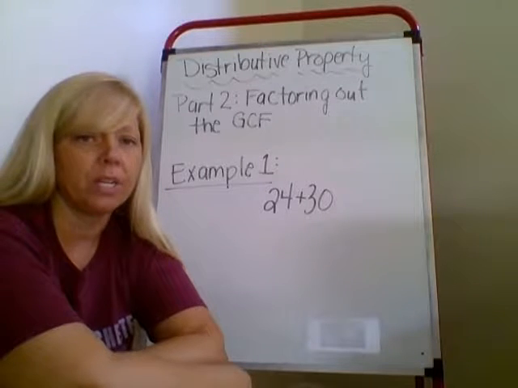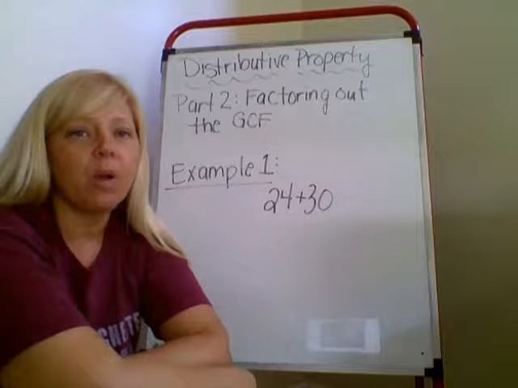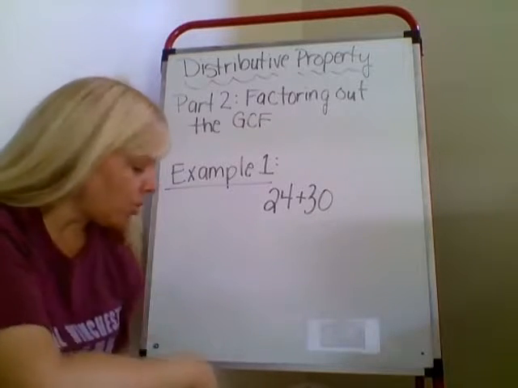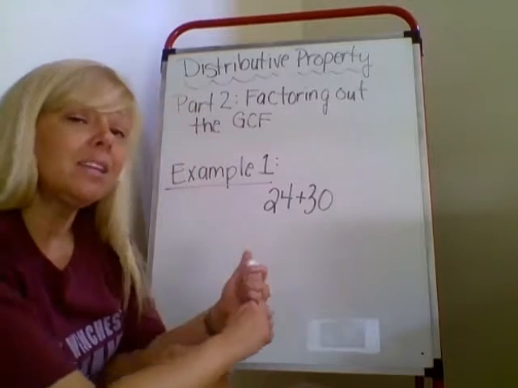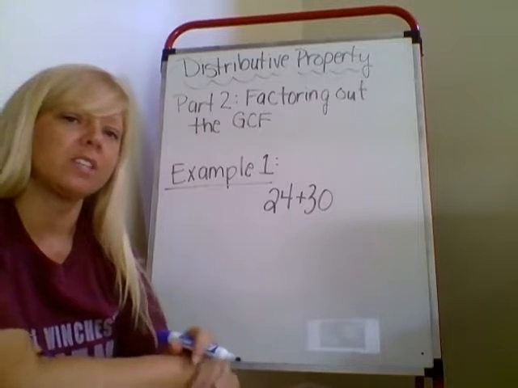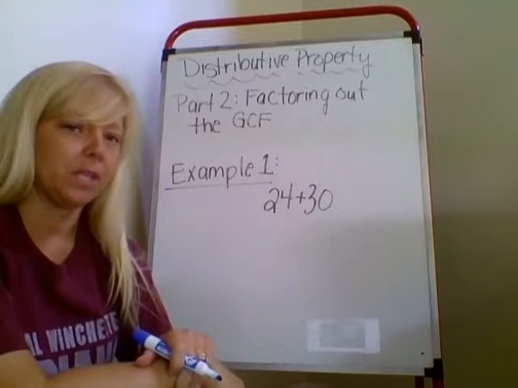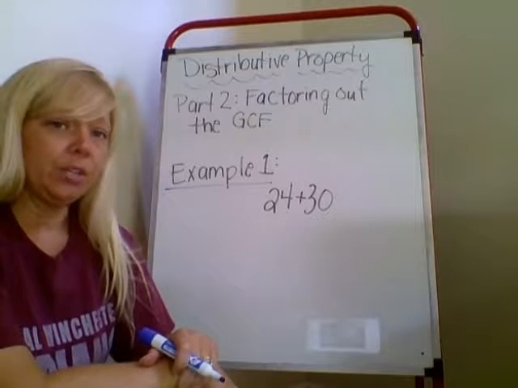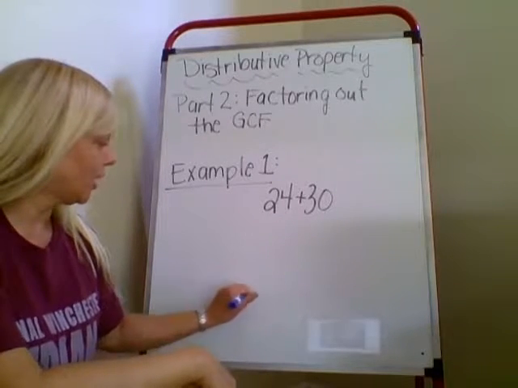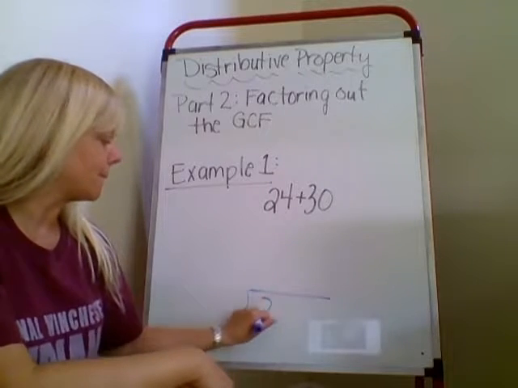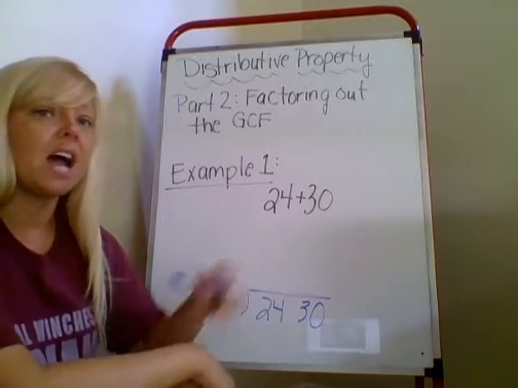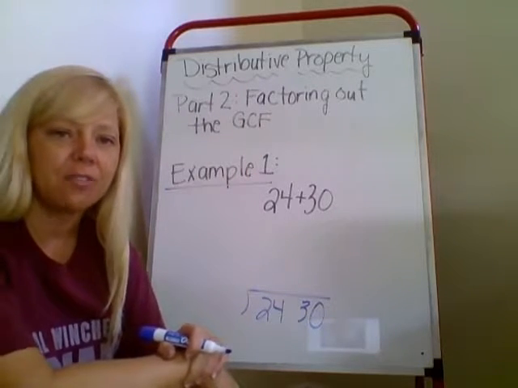So if I'm going to take 24 plus 30 and I want to rewrite it with grouping symbols with the distributive property, what I need to do is think about what factors 24 and 30 have in common. I like using the slide method because that gives me a whole bunch of equivalent expressions as I work my way up the ladder. When I use the slide method, it's a form of division. So I'm going to make my division bar with 24 and 30, just like when we're finding the GCF, because again, we're factoring out the GCF.